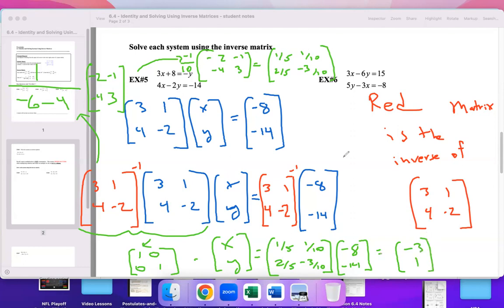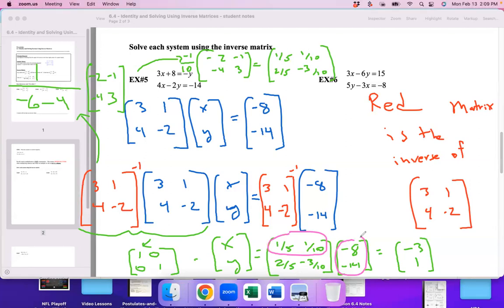But when you multiply, we know again, you multiply this row with this column. If you multiply that together, you do get negative 3. And if you multiply the second row with that column, you get 1. So I'm pretty sure I got that right. Yep, I got it. 100% sure. So that's how you use an inverse to solve a system of equations.